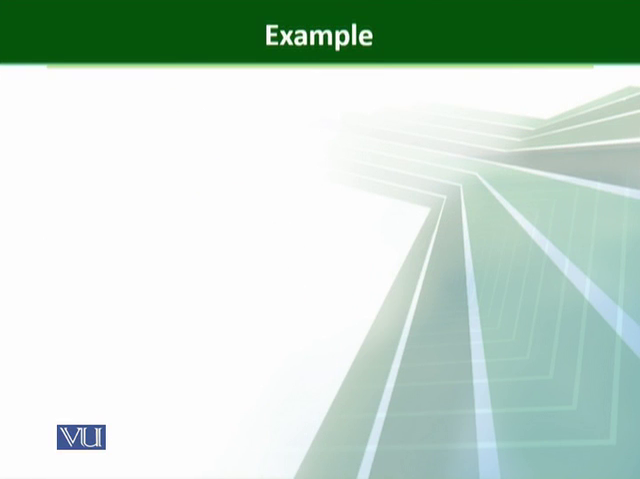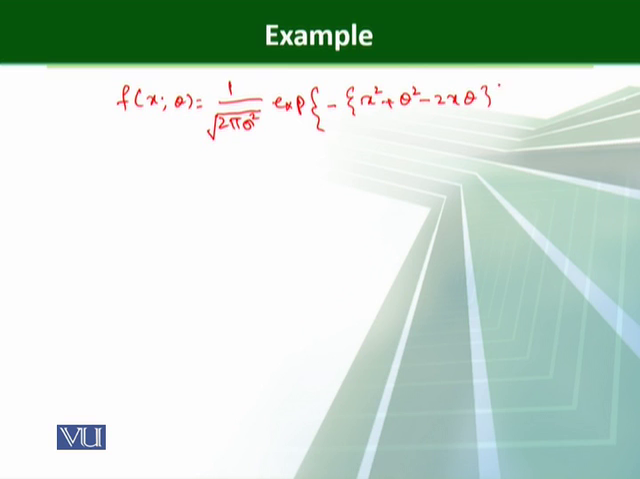First of all, we can write the normal distribution in exponential form by expanding its square, that is 1 over the square root of 2 pi sigma square, times exponential of minus, just opening the square, x square plus theta square minus 2x theta, divided by 2 sigma square.